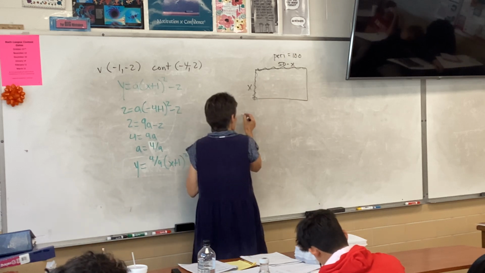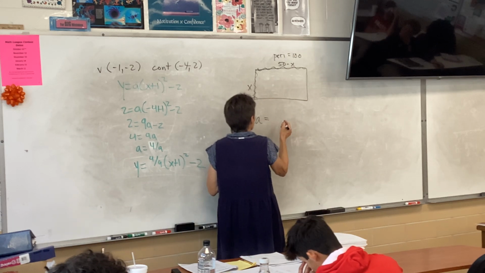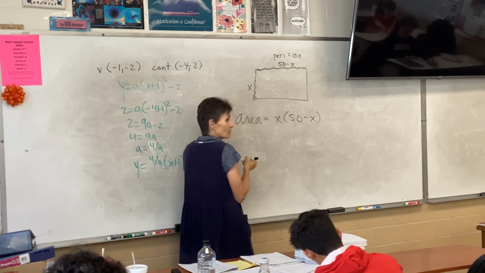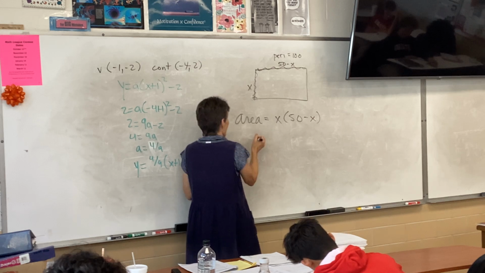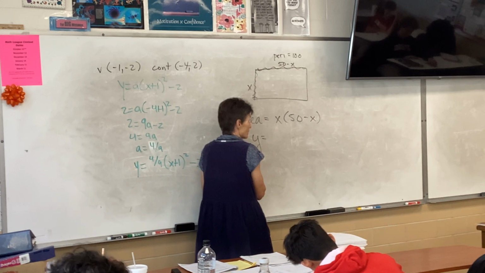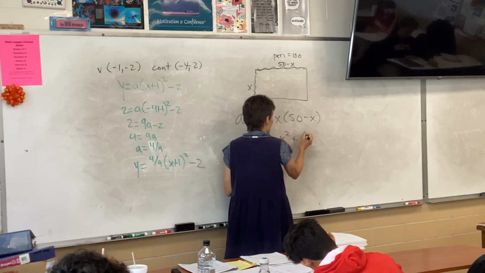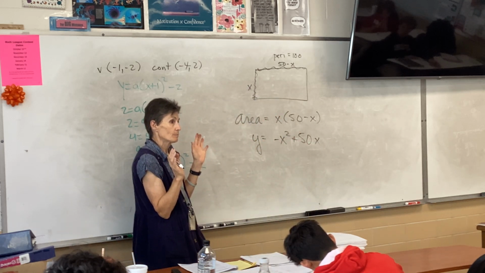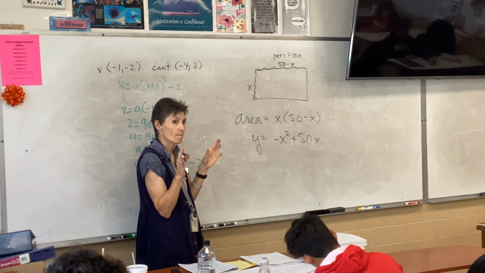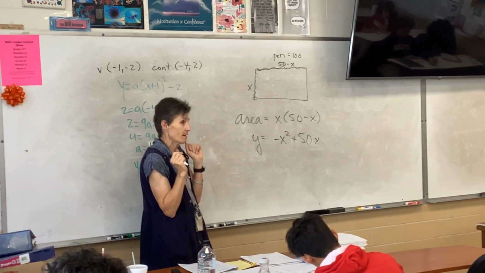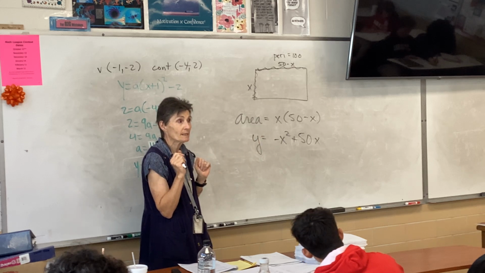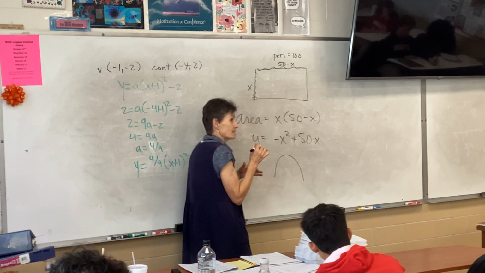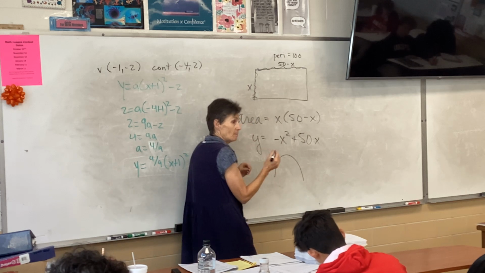Now, what's the area of this rectangle then? X times 50 minus X? Yeah. So Y equals negative X squared plus 50X if I put it in descending order. Is that okay with everyone? What shape is that? Parabola opening down. And the question asks about the maximum.